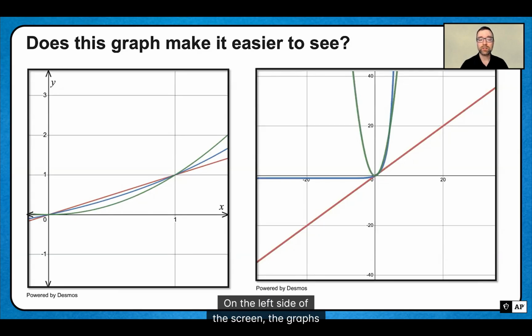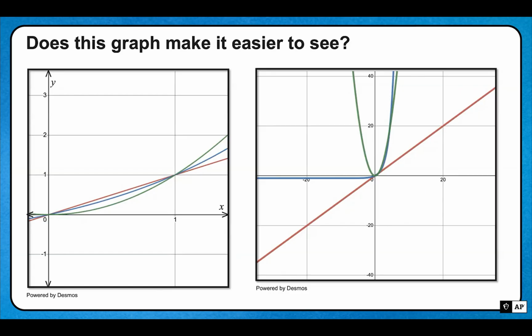On the left side of the screen, the graphs look very similar on the interval from x equals 0 to x equals 1. But if we were to expand our x values from, let's say, for example, negative 40 to positive 40, we can see much greater differences in the three types of graphs. So what can we tell from these comparisons?